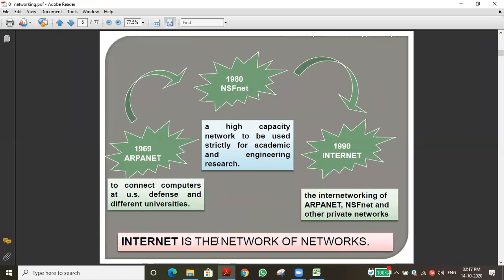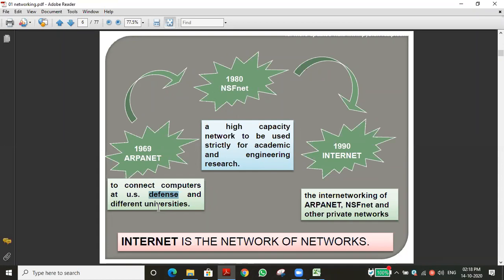You can see this diagram, internet is the network of network, that is, to connect computers of US defense means, that is army, I said, no? And different universities, state universities means American universities are there, no? In the 60s, 69 and all, there is no such private university. Only government is running that education institution, no? So the defense means army, the defense academy, all the people.